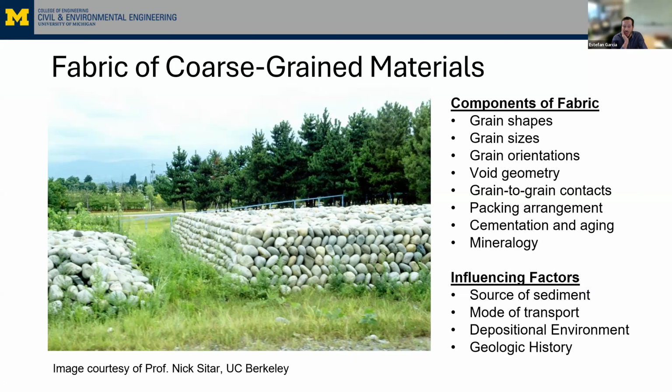And to emphasize the significance of fabric, especially for these coarser grain materials, I'd like to share this image courtesy of one of my mentors, Professor Nick Sitar, where this image shows two piles of the exact same source material. Yet these cobbles in the pile on the right have a systematic orientation of their grains that stands at a much higher angle of repose than the pile on the left, which is just randomly dumped there. What this signifies is that the difference in strength of these two piles of the exact same material is a direct function of its fabric, or how the grains are packed together.